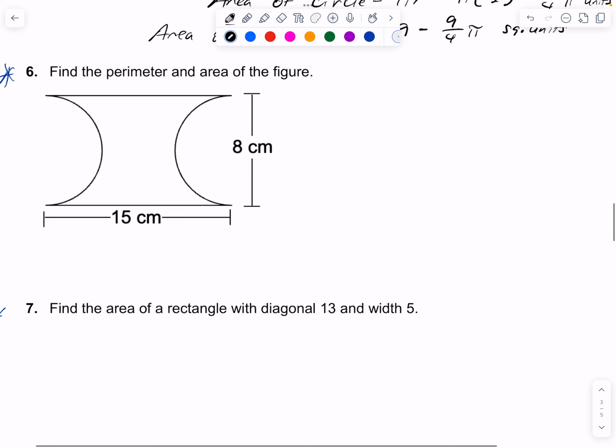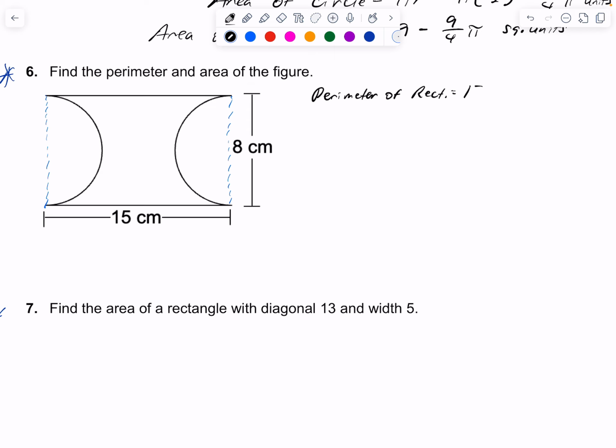Okay, so finding the perimeter and area of the figure. First thing I notice is if I draw dotted lines here, I can make this into a rectangle. And so I can find the perimeter of that rectangle and then subtract out the perimeter of this. It looks like a semicircle, but there's 2 of them, so it's really just one circle. So the circumference of that would give me the perimeter of the figure. So let's find the perimeter of the rectangle.